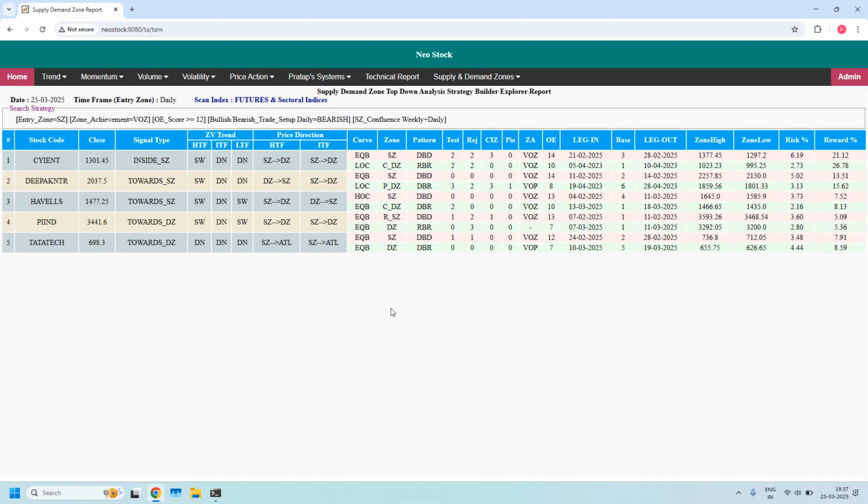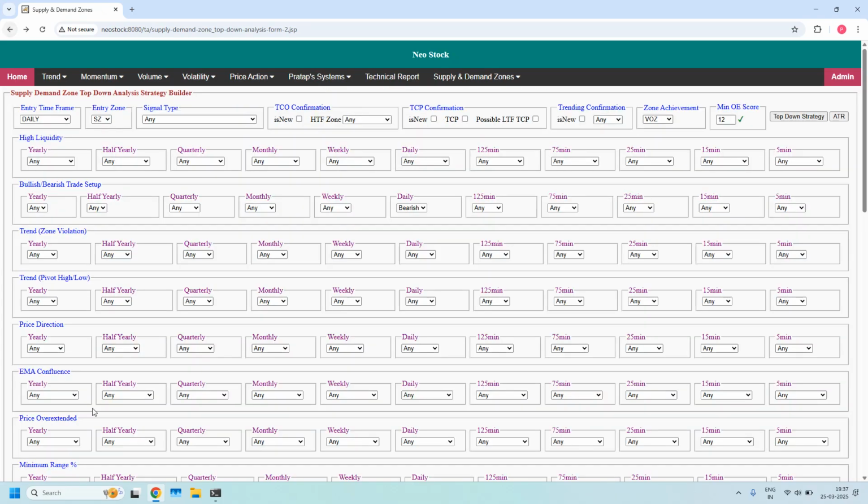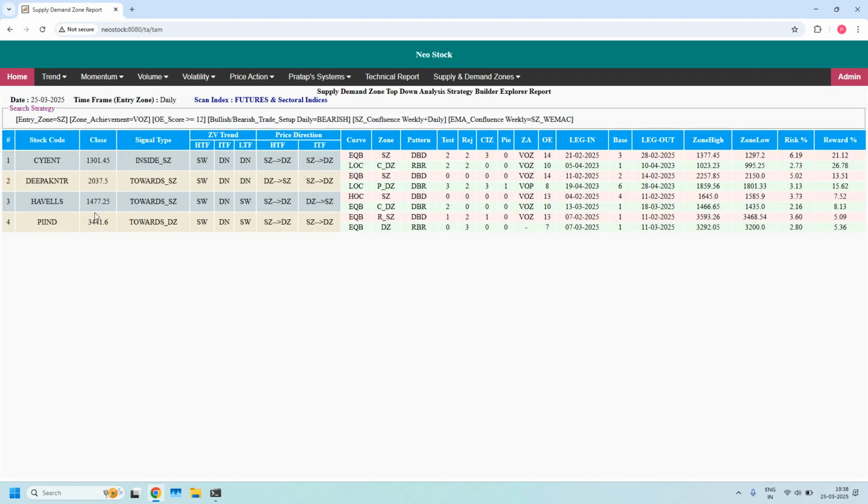So if weekly supply zone having weekly EMA confluence, then these daily supply zones are having more probability to get success because weekly trend is also downtrend in all the stocks. Let's verify. The EMA confluence at weekly time frame checking weekly supply zone having weekly EMA confluence. All 4 stocks are filtered. So that means these 4 daily supply zones are having even more high probability to get success. So maybe that is the reason why see the first stock is already tested 2 times.